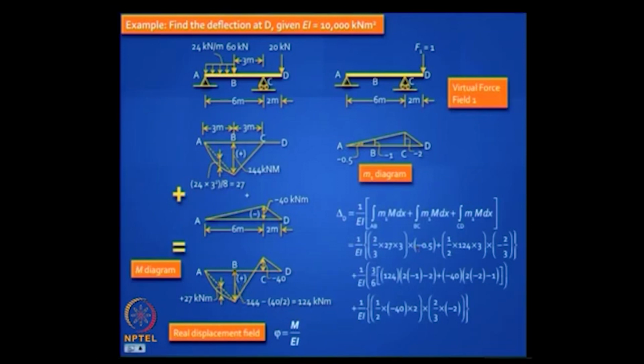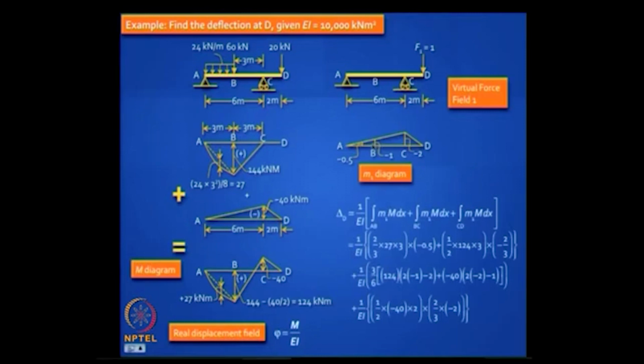This difference is 124. So, this triangle, area of the triangle is half into 124 into 3. The ordinate of the centroid of this is at a distance of 2/3 from here. So, it is into minus 2/3, you can work it out.